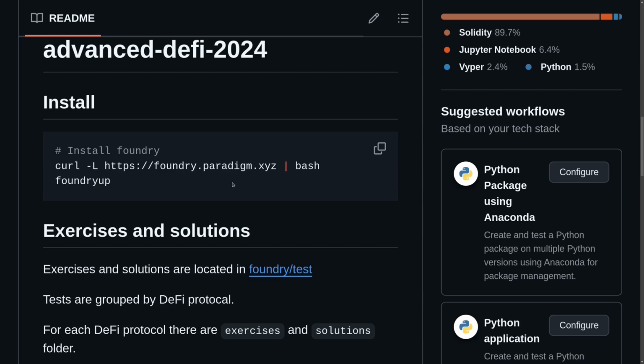The exercises are written in Foundry. So to do the exercises, you'll first need to install Foundry. If you have not done so, copy and paste this command to install Foundry. Now, this command only works for Linux.